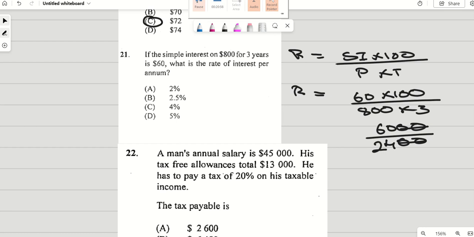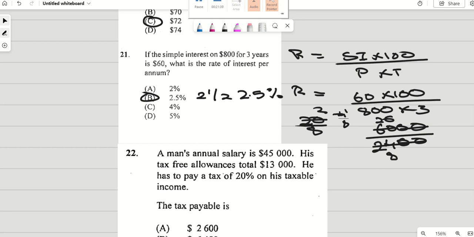What could go into 60 and what could go into 24? 3 could go into 24 8 times, and 3 could go into 60 20 times. So we have 20 over 8. 8 could go into 20 2 times, and we have a remainder, so the answer is B, but let's just do it. 8 into 20 is 2. Your remainder is 4. So you get 2 and 4 over 8. 4 over 8 is actually a half, so it's 2.5, which is 2.5%. So that is B.